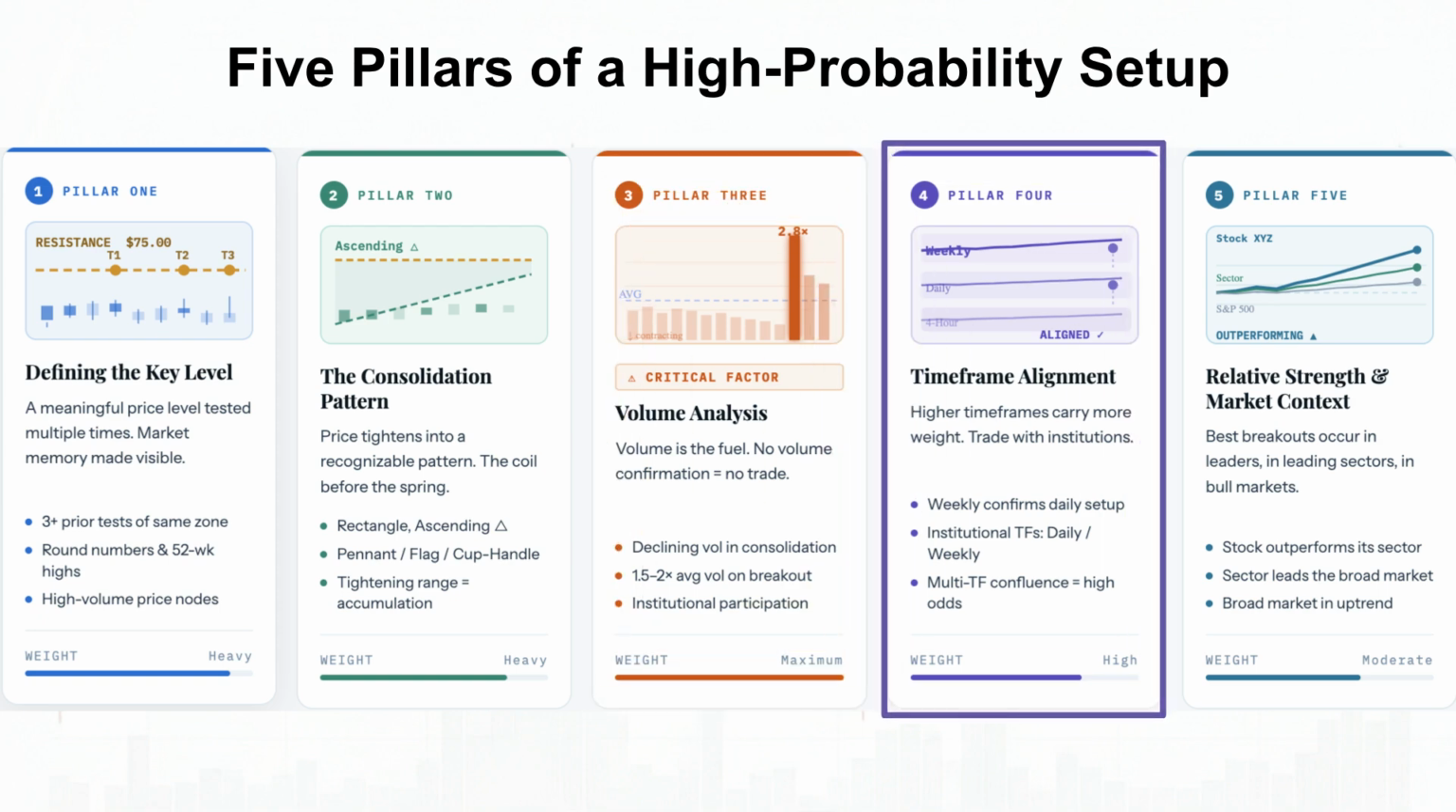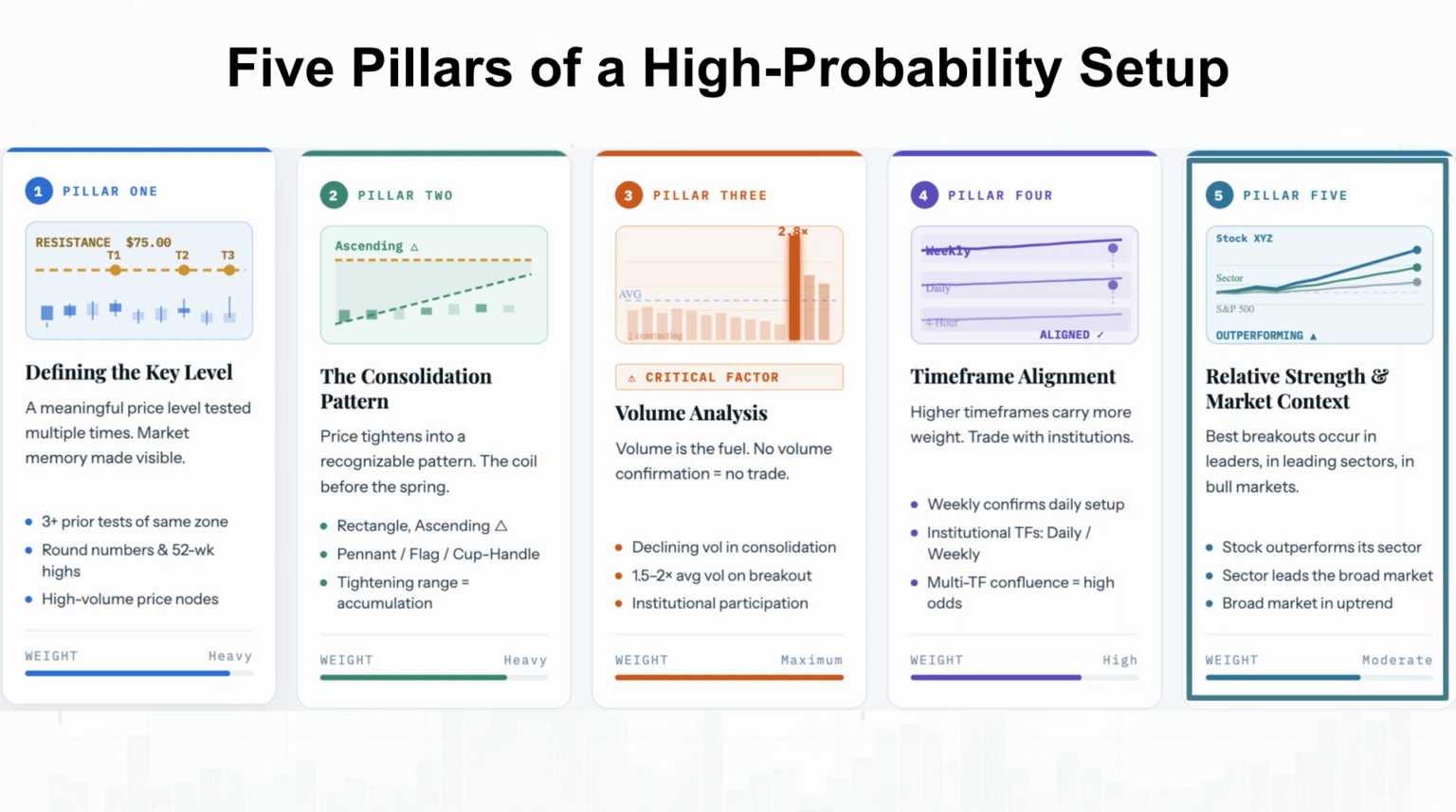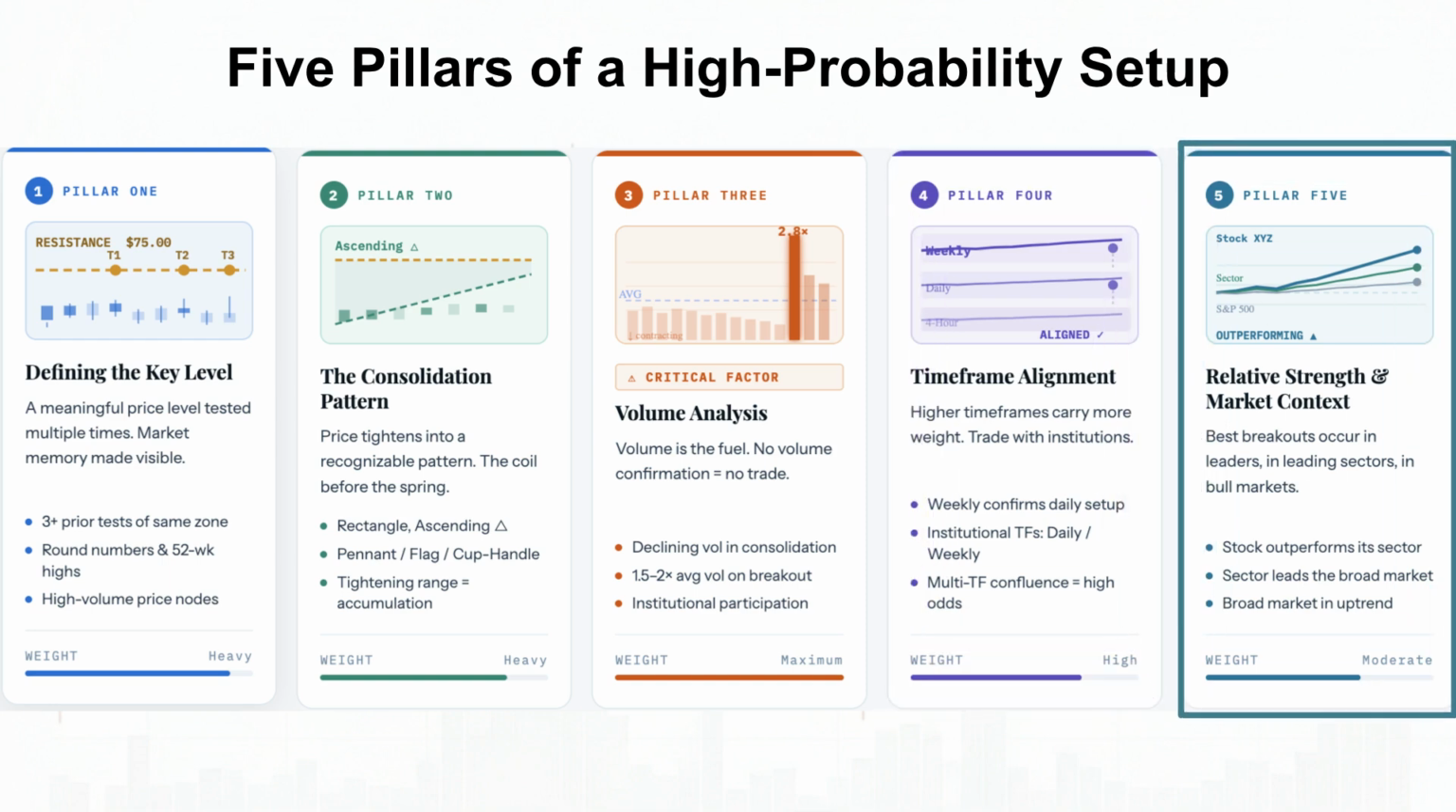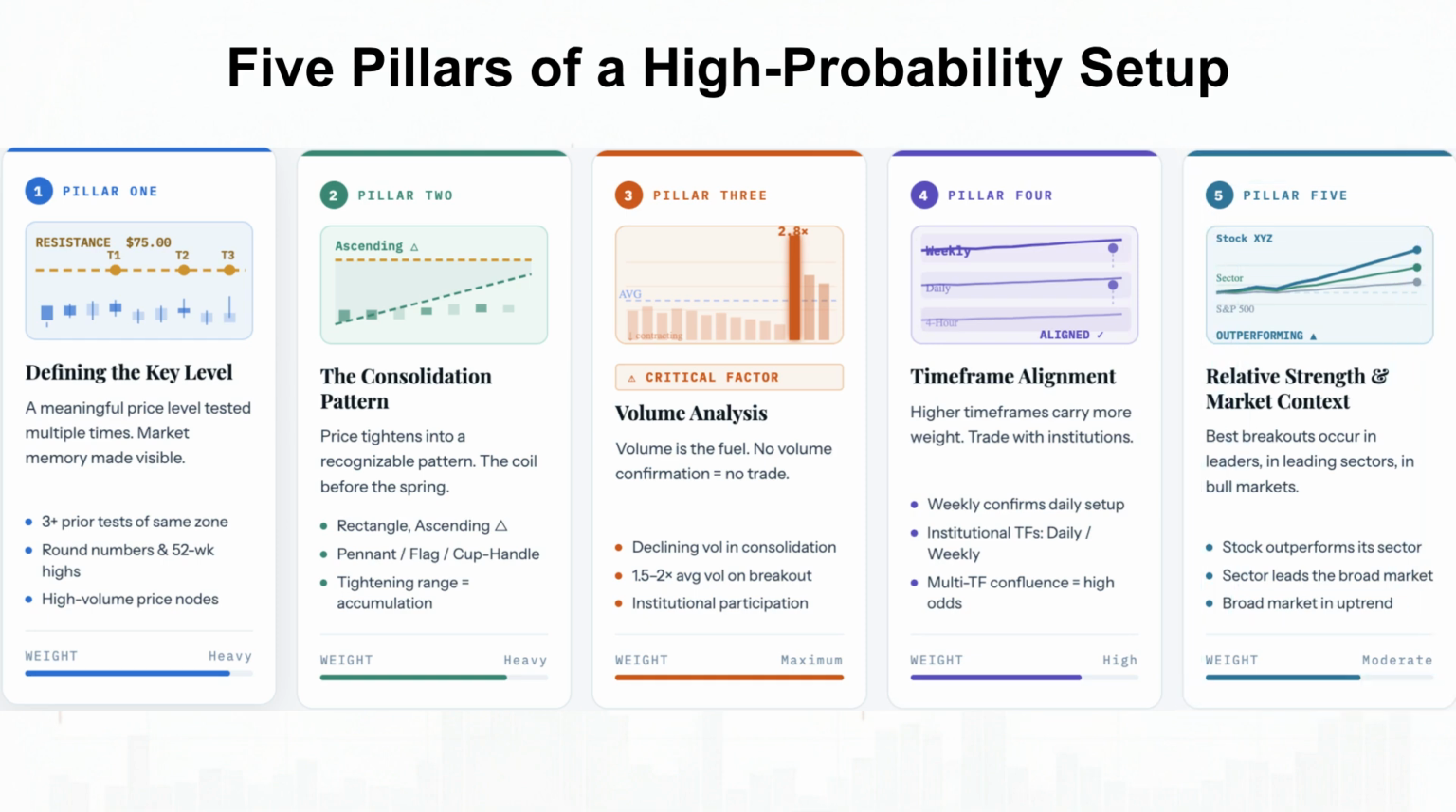Pillar 4. Time frame alignment. Breakouts on higher time frames carry greater weight. Institutional capital operates primarily on daily and weekly charts, so aligning with those timeframes improves probability. Pillar 5. Relative strength in market context. The best breakouts occur in leading stocks, within strong sectors, and in supportive market conditions. Together, these 5 pillars form the framework for evaluating breakout opportunities. Now, let's see how they appear on a real chart.